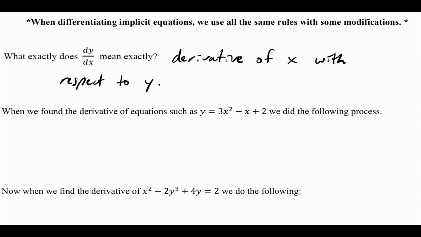Just like the second one, right? When we found the derivative of y equals 3x squared minus x plus 2, what you're doing is saying the derivative of y with respect to x is 6x minus 1, right? How do I do that for this one down here, though?